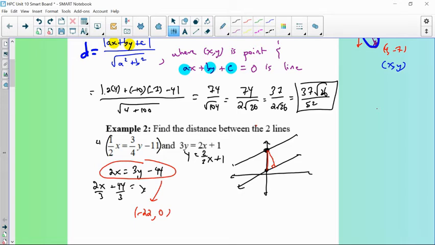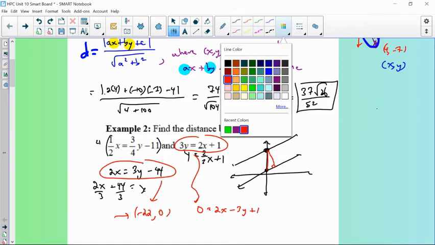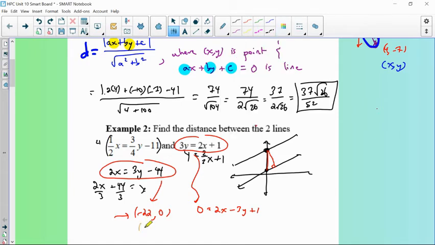And so again, 2 times negative 22 is negative 44. 0 minus 44 is negative 44. So I kind of found this one by inspection. And then I'm just going to use this equation for the A, B, and C. Of course, I'm going to remember to rewrite that in general linear form. So 0 is equal to 2x minus 3y plus 1, because I have to bring the 3y over. So now, just to summarize, there's your x, there's your y, and then 2 is your A, negative 3 is your B, and your C value would be 1.